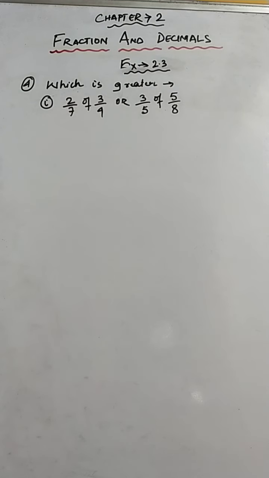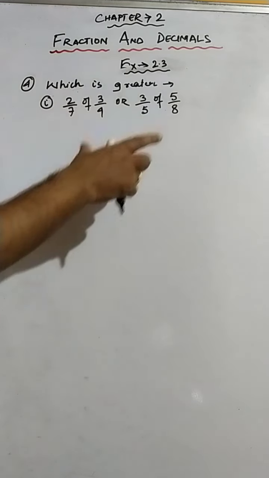Hello students, in this session I will explain question number 4 and 5 of exercise 2.3 of chapter 2, fractions and decimals. In question number 4 we have two sums. I will only explain the first one, and sum number 2 will be your homework. Okay, this is very easy.